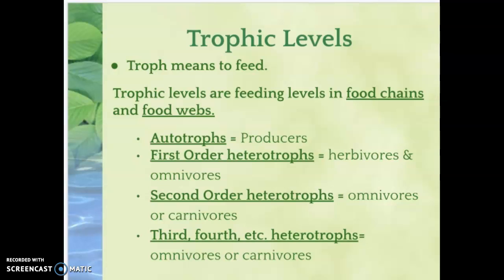So the herbivores and omnivores are plant eaters or plant and meat eaters. Second level is plant and animal eaters, or just strictly flesh-eating ones, the carnivores. The third or fourth level of heterotrophs are omnivores or carnivores.